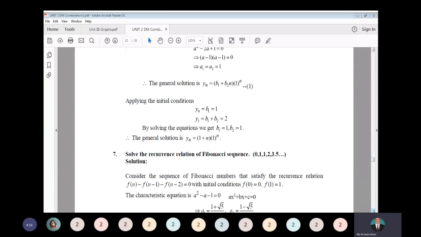Then replace n equal to 1 in the equation. You will get b1 plus b2 into 1 power 1, that is also 1. So b1 plus b2 is equal to 2. Since b1 equal to 1 is already obtained, on substituting you will get b2 is also equal to 1. So the general solution is yn equal to (1 plus n) into 1 power n.